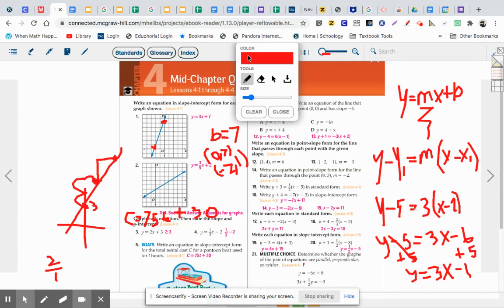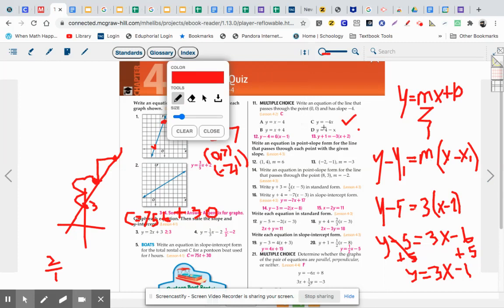And so the best answer for this would be C. So once you put your 0 and your slope inside of here, it will simplify to y equals -4x. You're done. All right, next, write the equation of a line in point slope form.